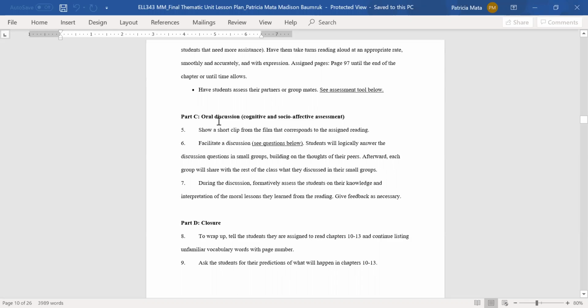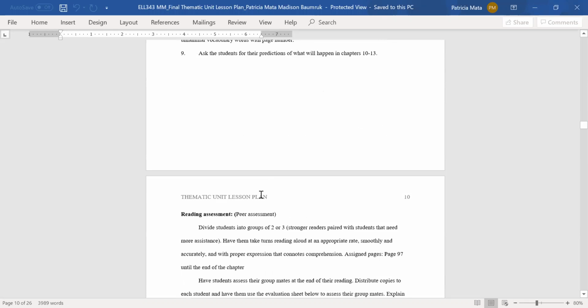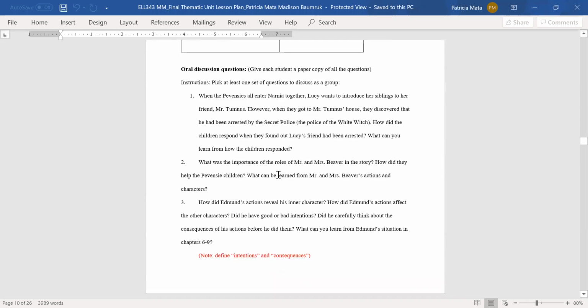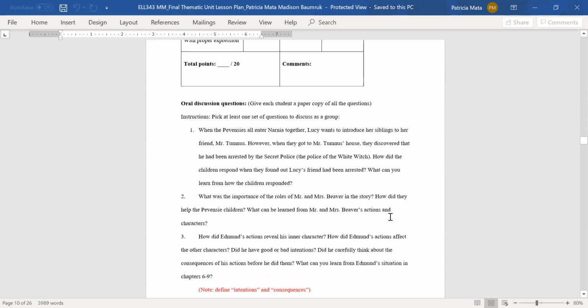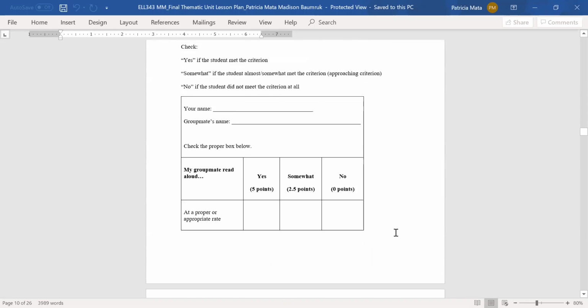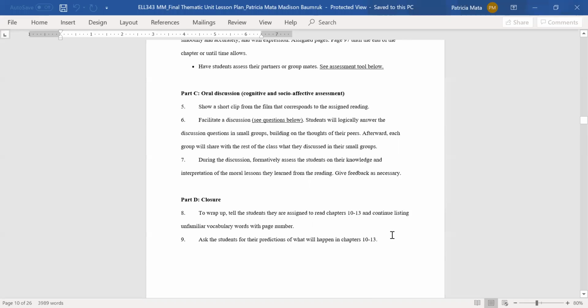And then part C would be the oral discussion. So this covers the cognitive and socioaffective objective of this lesson. So you would show a short clip from the film that corresponds to the assigned reading, but afterwards you would be facilitating a discussion. Like I said earlier, these were the discussion questions. Have these printed out and distribute them to each student.